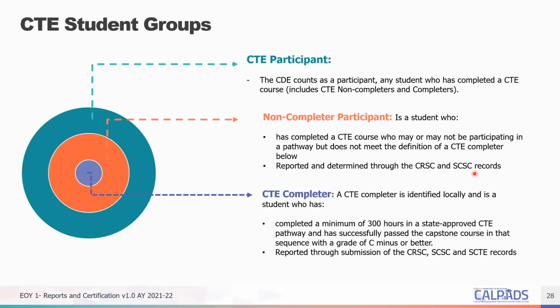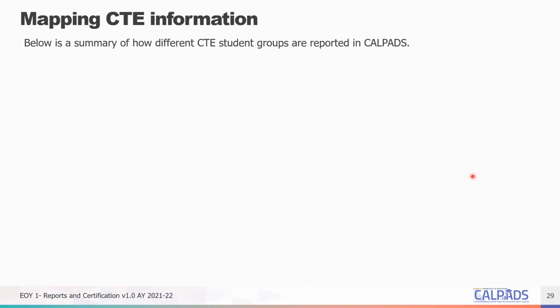Now, a CTE completer participant is anyone who completed a minimum of 300 hours in a state-approved CTE pathway and successfully passed the capstone course in that sequence with a grade of C minus or better. To identify a CTE completer, or differentiate them from non-completer participants, you report 3 sets of data: your CRSC, SCSC, and SCTE. The SCTE will differentiate them from all others who completed a CTE course.